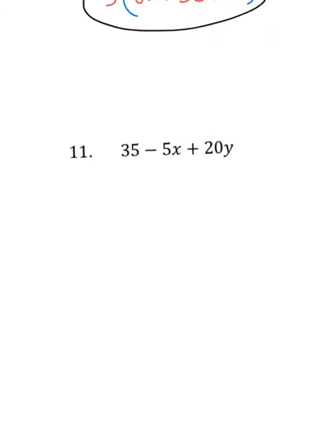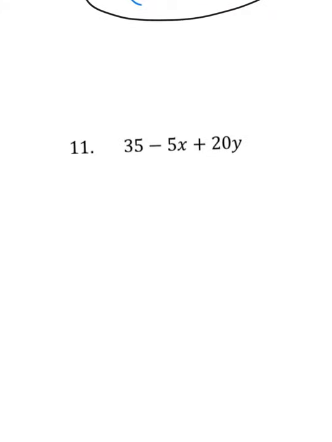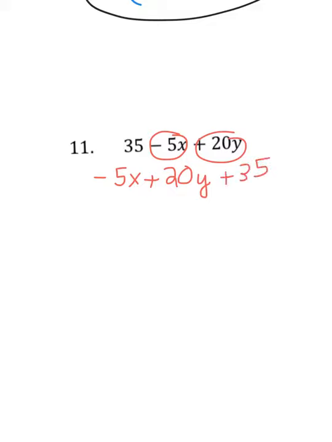Okay, this one I could see is not written in standard form, so I have to write negative 5x, because that sign goes with it, plus 20y plus 35. And I could see that 5 is going to be my factor, and it's going to be a negative 5 because the first term is negative. So divide by negative 5.